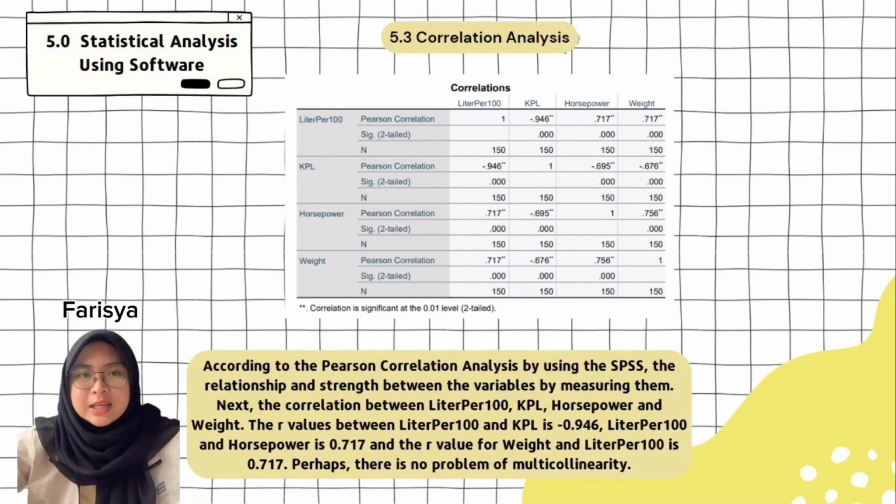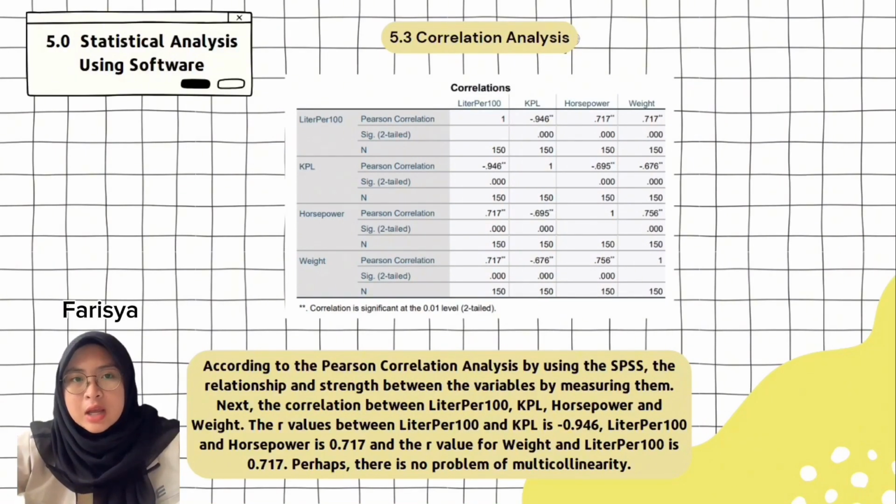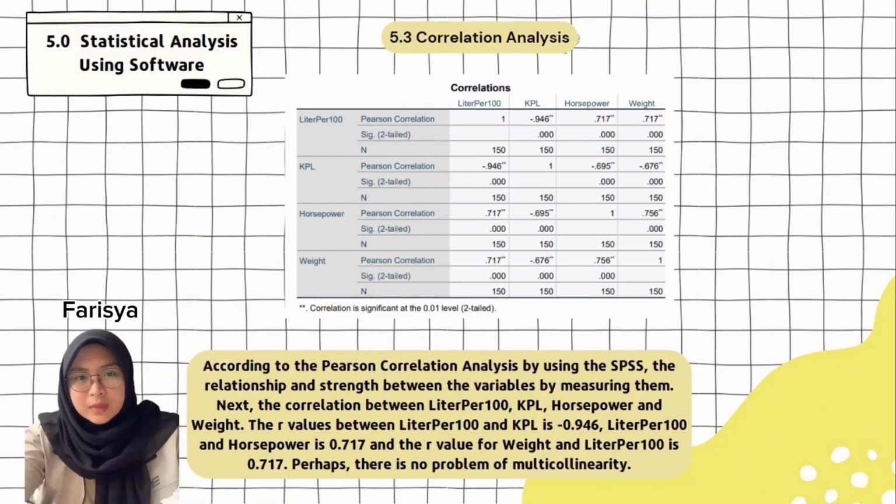For the last part that I will present is 5.3, which is correlation analysis. According to Pearson correlation analysis by using the SPSS, the relationship and strength between the variables are measured. Next, the correlation between liter per 100, KPL, horsepower, and weight. The R value between liter per 100 and KPL is negative 0.946. Liter per 100 and horsepower is 0.717, and the R value for weight and liter per 100 is 0.717. Perhaps there is no problem for multicollinearity. That's all from me. I will pass the presentation to the next presenter.